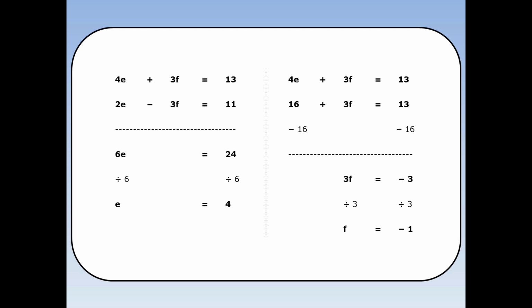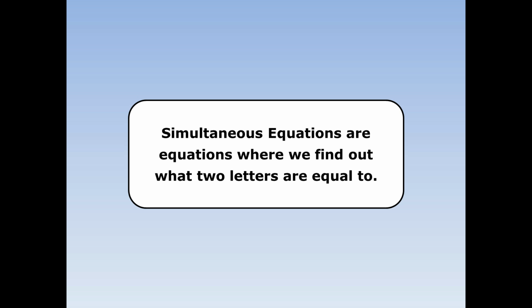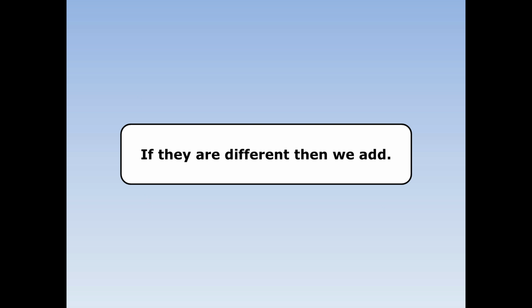So e is 4, f is minus 1, is my final answer. It's the only set of values that will work in both equations simultaneously. Simultaneous equations are equations where we find out what two letters are equal to, instead of one letter. If they're different, then we add.